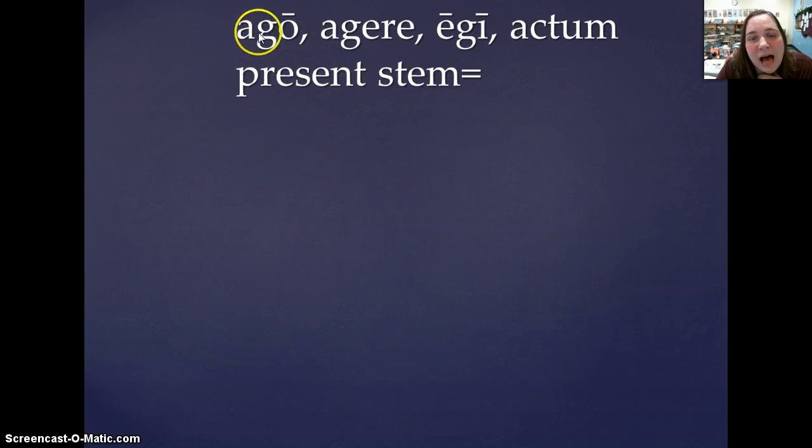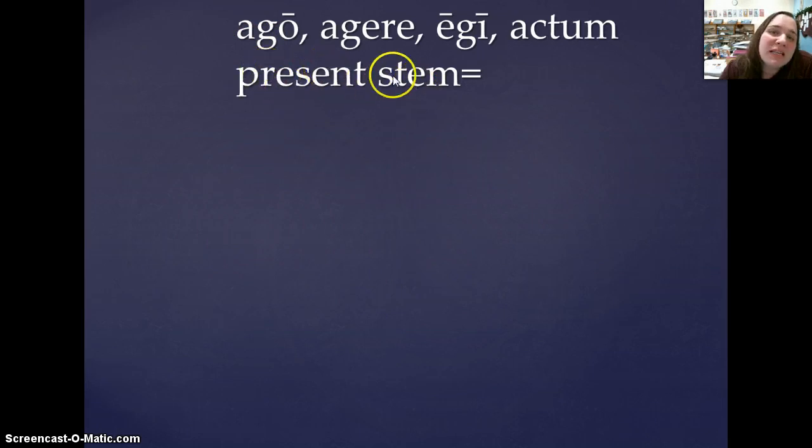Our example is ago, agere, egi, actum. Look how different the third principal part is from the second and first. Again, you just have to memorize that, which is why I do have you memorize them for the vocabulary quizzes.